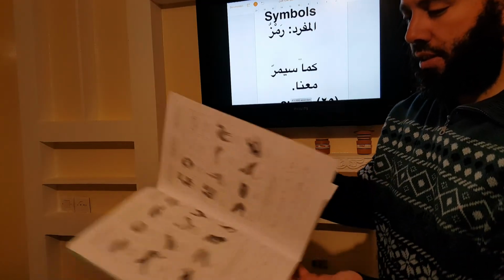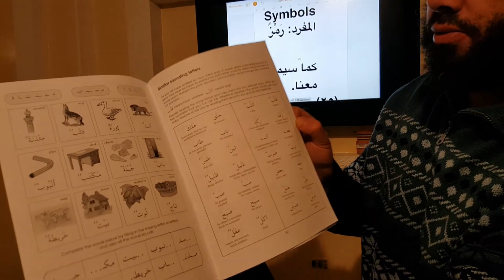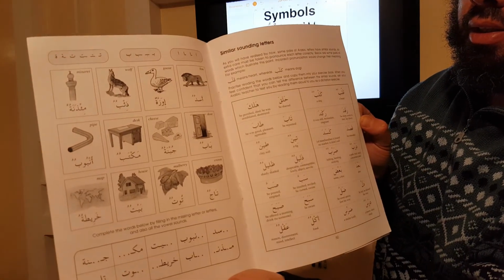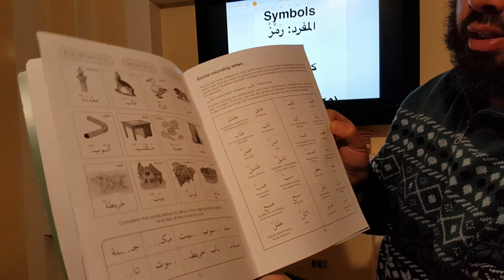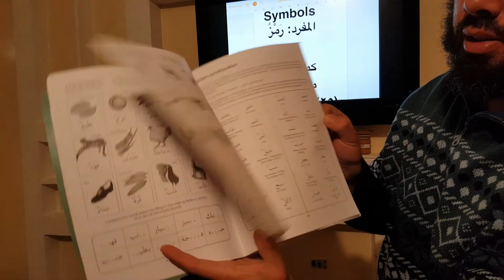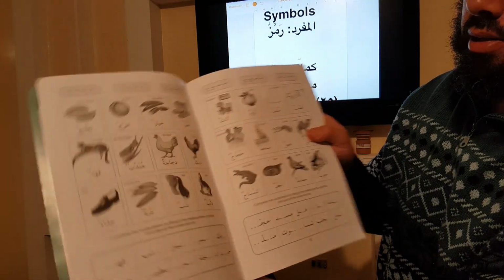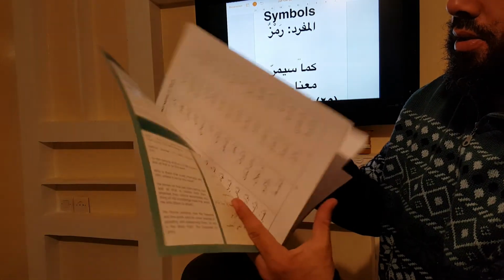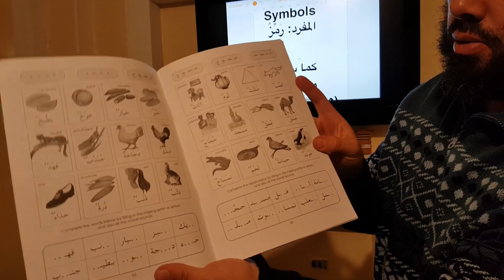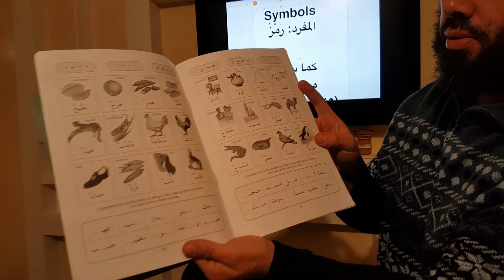And then it teaches you after that even words, vocabulary. Babun, door, tajun, crown. Words. All words. Camel, jamalun, masjidun.